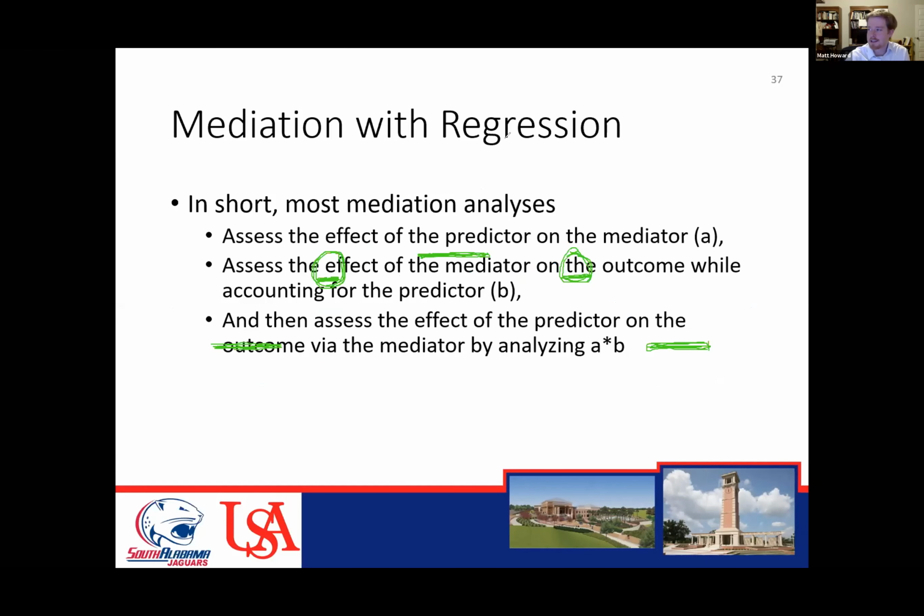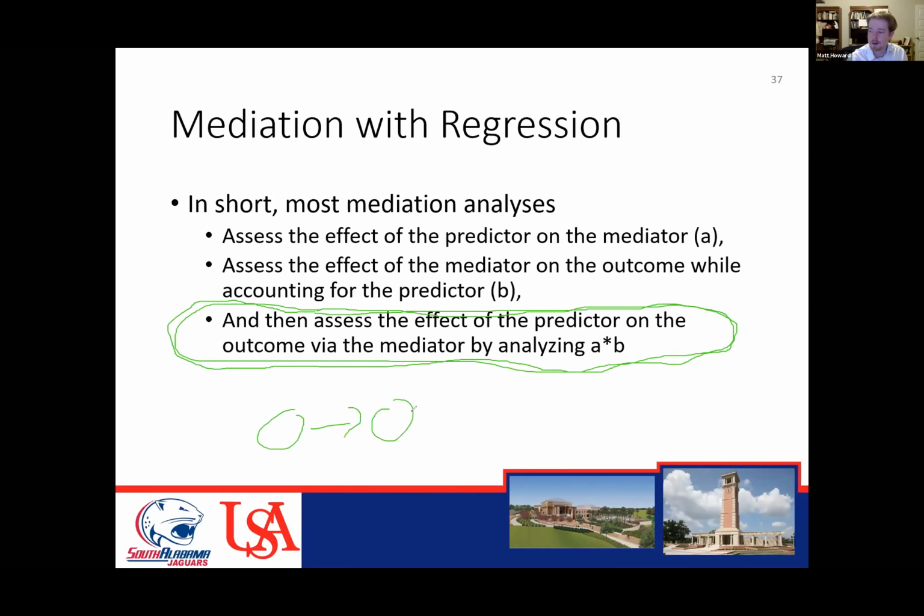And that's what this next slide says. In short, mediation analyses assess the effect of the predictor on the mediator, which we call our A path. It then assesses the effect of the mediator on the outcome while accounting for the predictor, which is our B path. And then it assesses the effect of the predictor on the outcome via the mediator by analyzing A times B. It's this third step that tells us whether our mediation is statistically significant. It's this indirect effect of A times B. So this tests whether our predictor influences our mediator, which then influences our outcome, and whether this overall effect is statistically significant. This is the third bullet point right here.